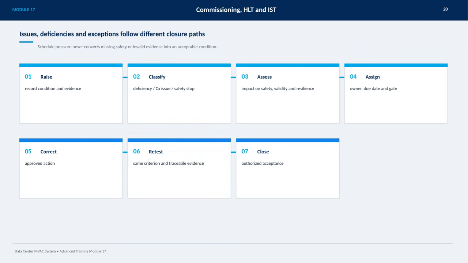The next step is to correct the issue with an approved action. Once corrected, retesting is performed using the same criteria to ensure traceable evidence. Finally, after all steps are satisfactorily completed, the issue is formally closed through authorized acceptance. This rigorous path helps us maintain the highest standards and safety throughout the commissioning process.